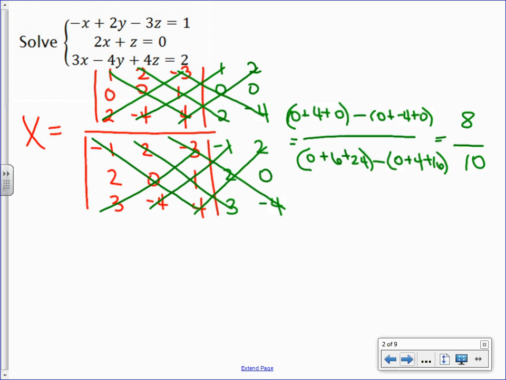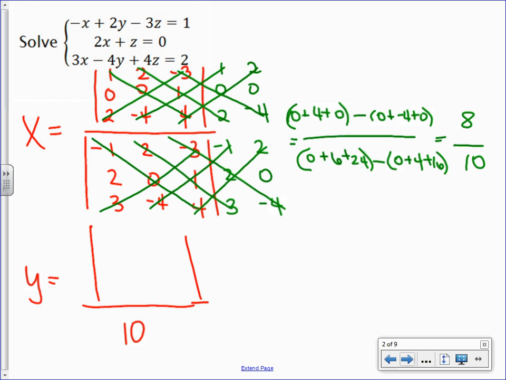Now we need to find y. Now, before you start complaining, we're going to have a fraction, right? What's in the denominator? The same thing. In all of our denominators, it's going to be the determinant of the coefficient matrix. That's not going to change. So we know it's going to be 10. Now we just have to change our numerator.